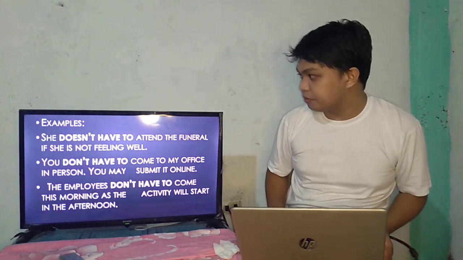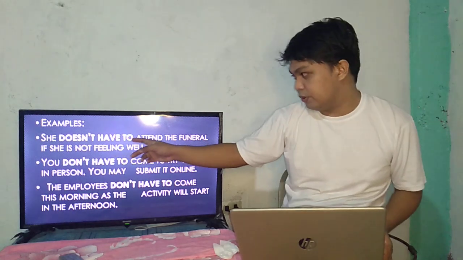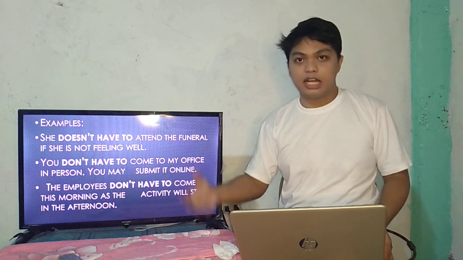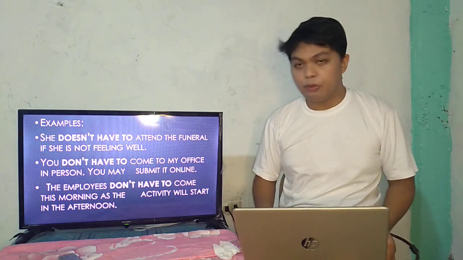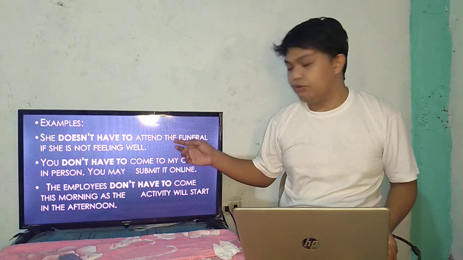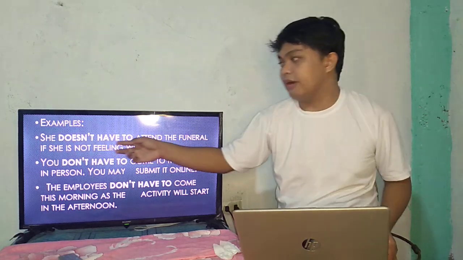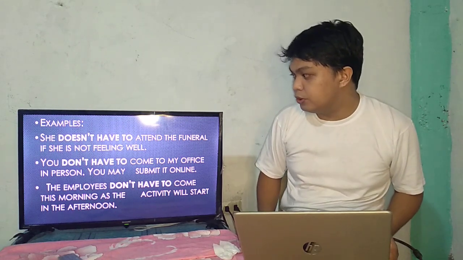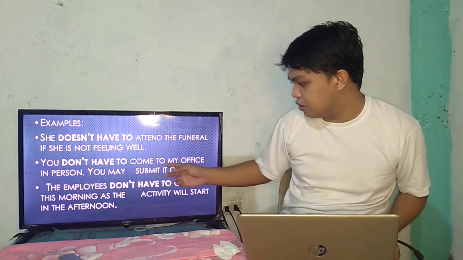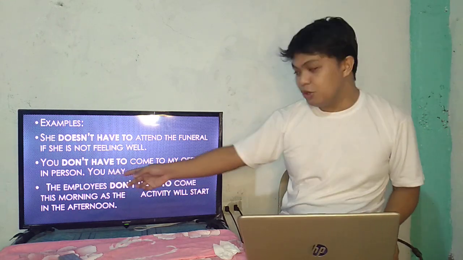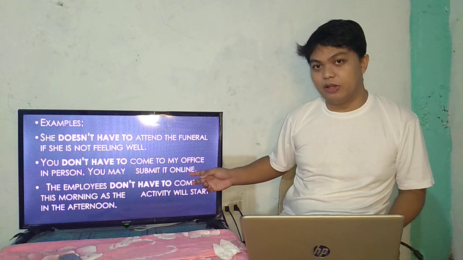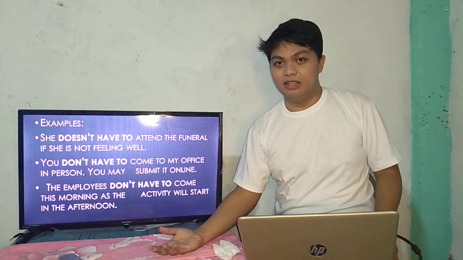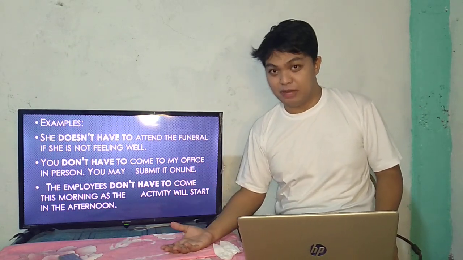So example, she doesn't have to attend the funeral if she is not feeling well. So kung hindi ka naman talaga maganda ang pakiramdam, so pwede ka namang hindi umattend sa funeral. So she doesn't have to. Okay? The second example is, you don't have to come to my office in person. You may submit it online. Okay? Hindi ka naman obligado pumunta sa opisina, pero pwede mo naman siyang isubmit online.